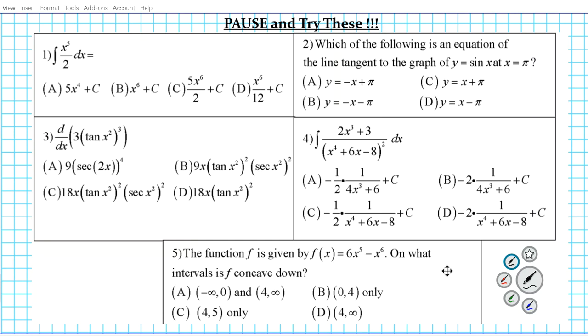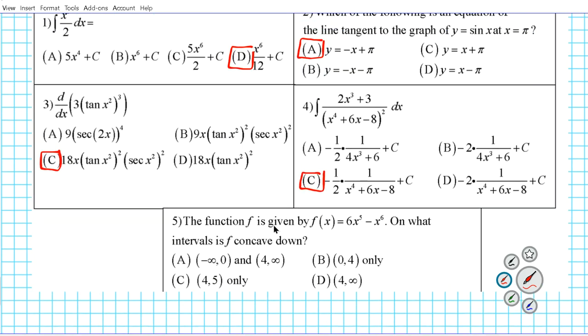Alrighty, welcome back. Hopefully you had a chance to try the problems. Let's take a look at what the answers are. For question number 1, the answer is option letter D. For question number 2, the answer is option letter A. For question number 3, the answer is option letter C. For number 4, the answer is option letter C. And for number 5, the answer is option letter A.